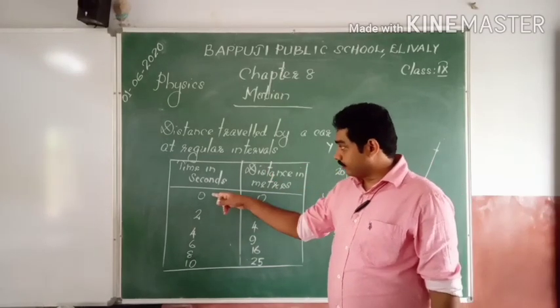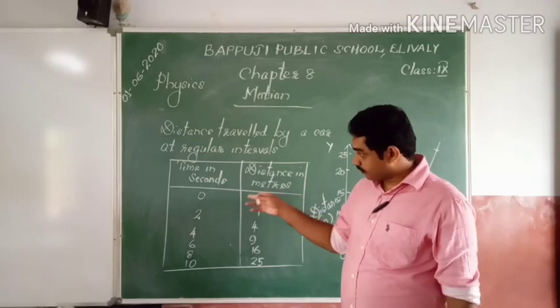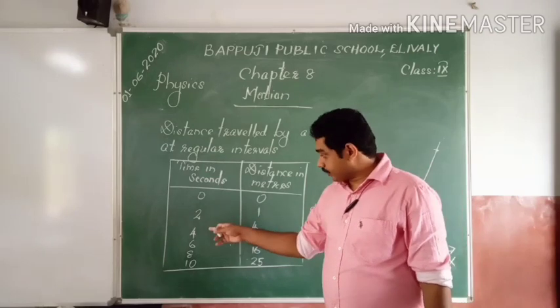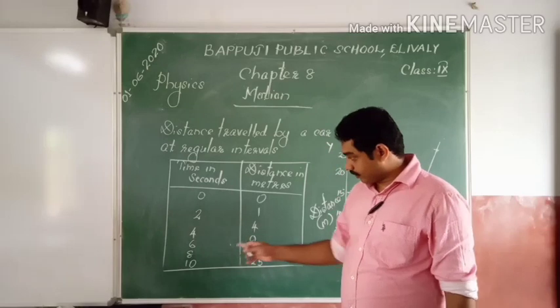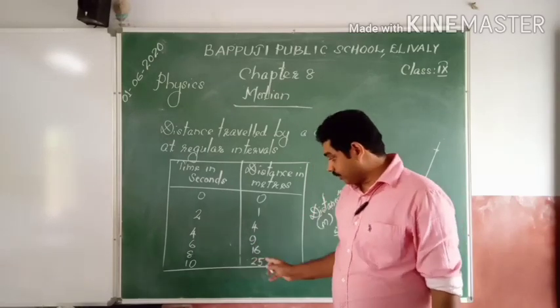Time in seconds, 0 first. Distance covered also 0. In 2 seconds, 1 meter. Then in 4 seconds it covers 4 meters. In 6 seconds, 9 meters. In 8 seconds, 16 meters. And in 10 seconds, 25 meters.